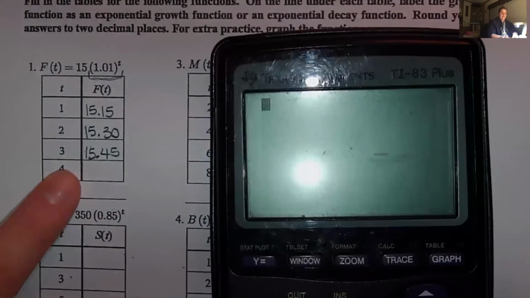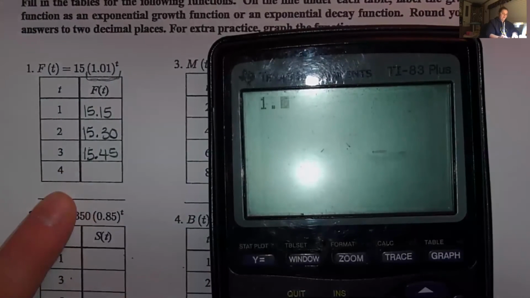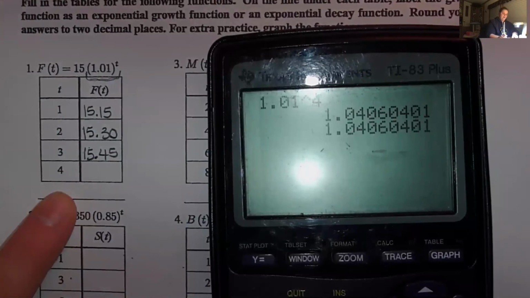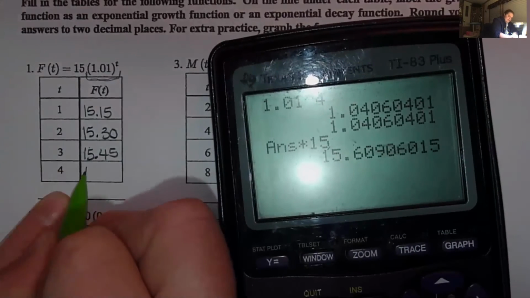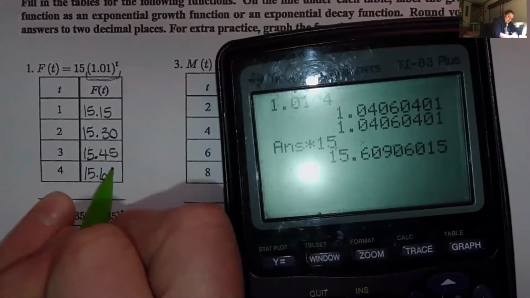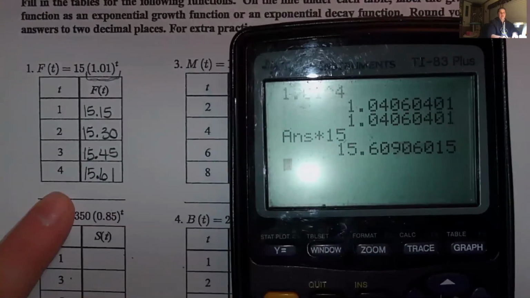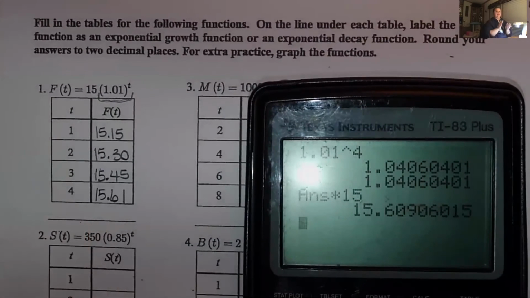Okay. Now we got to put in the 4. So 1.01, caret button 4, press enter. Times, I pressed it twice, sorry, times that 15. Now is that 9 going to round that 0 up? Sure is. So I have 15.61.